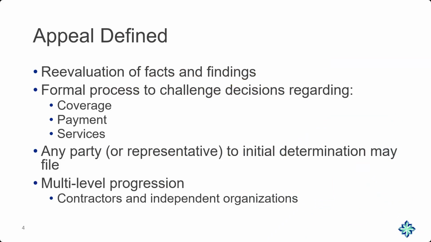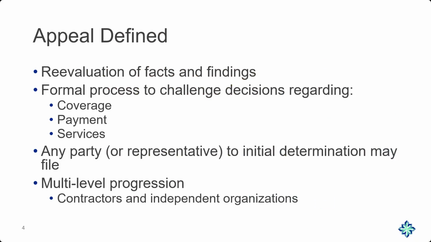An appeal occurs when a party of the initial determination is dissatisfied with the results and asks that the contractor make a redetermination. In other words, they're asking for a reevaluation of the facts and findings. Now, this can be done in situations where a party doesn't agree with Medicare's determination on coverage, payment, or services.